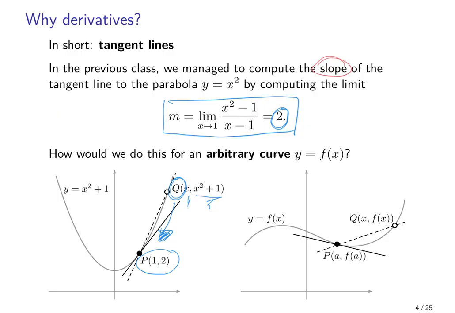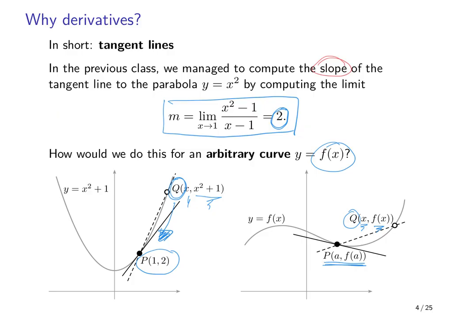Now, if we have an arbitrary curve y is equal to f of x, then we can do the same thing. If we have a point here with coordinates a, f of a, so the point P, then we can compute the tangent line by taking another point Q with coordinates x, f of x. We compute the slope of the line through those two points, P and Q, and then we let Q go ever closer to P. So we'll take a limit as x goes to a.